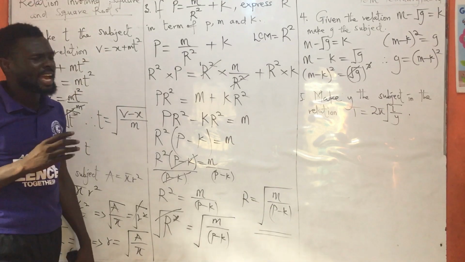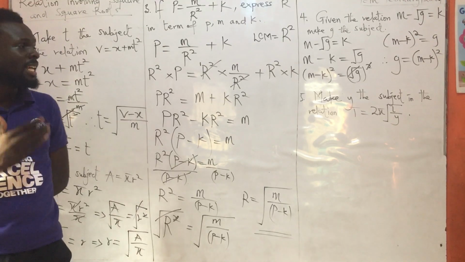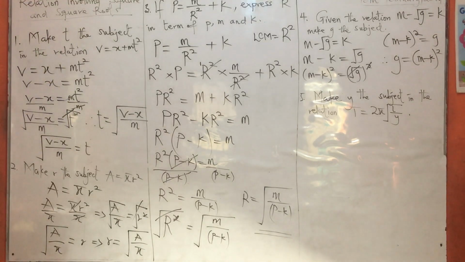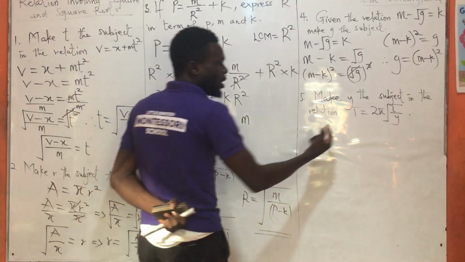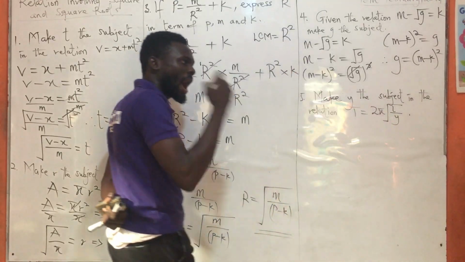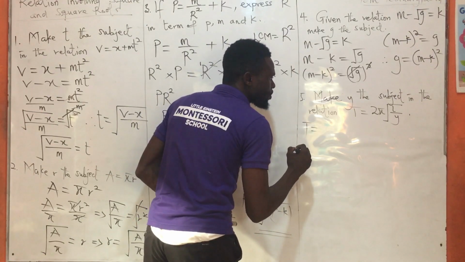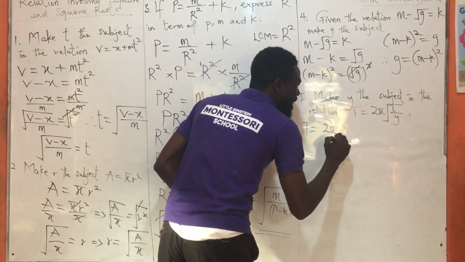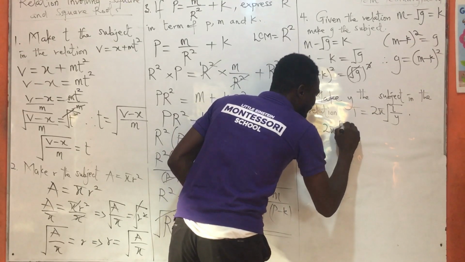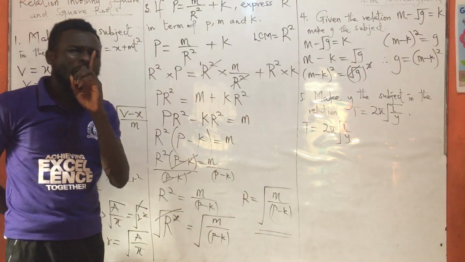Let's look at the last one and see if we can also try and reason or think outside the box. It says, make y the subject in the relation T is equal to 2 pi the square root of L over y. Now this is the relation: T is equal to 2 pi the square root of L over y. And what are you making the subject? You are making y the subject.